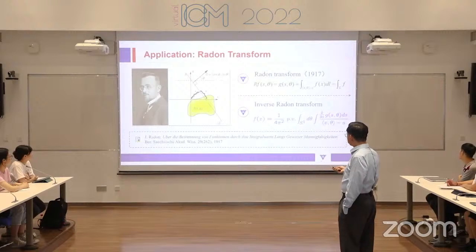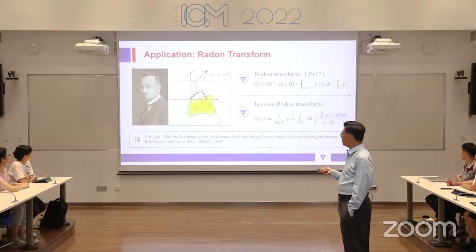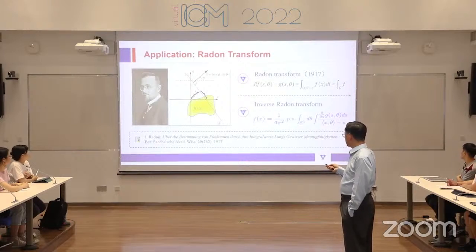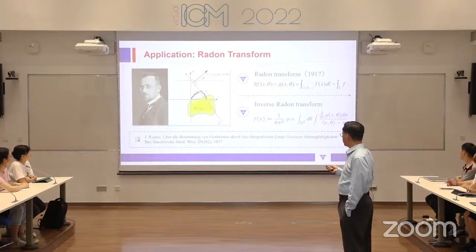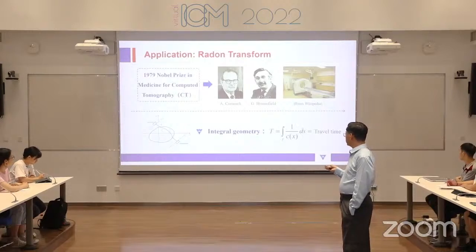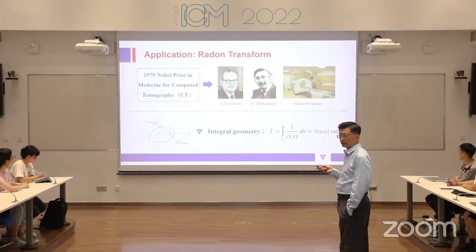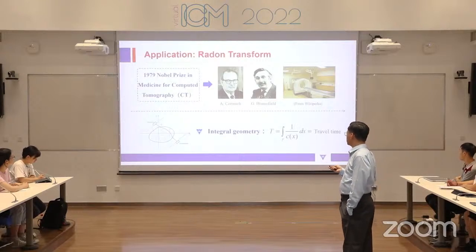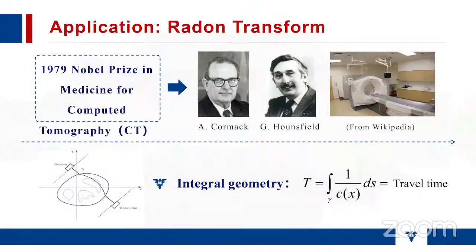And this is perhaps one of the earliest works on mathematical inverse problems, which led to some very interesting developments, both in application and in mathematics itself. In particular, the very well-known computed tomography, CT, technology is based on the concept of the Radon transform. A nice consequence is that two scientists won the 1979 Nobel Prize in medicine for their contributions to computed tomography. And this is a very active area of mathematics.